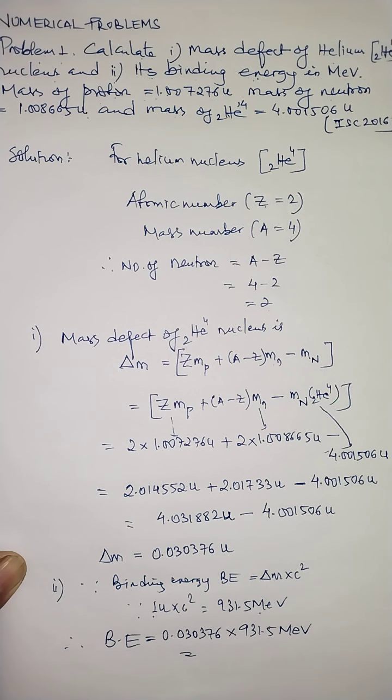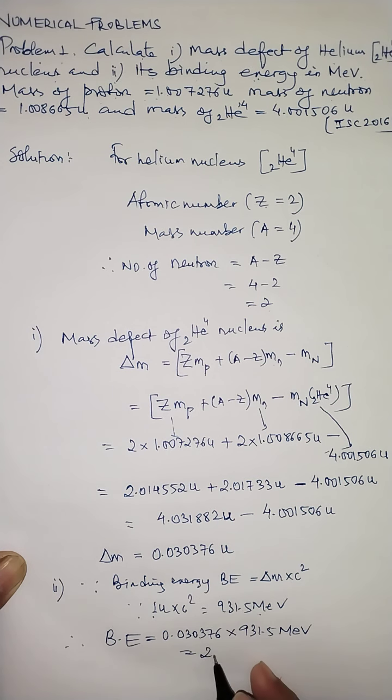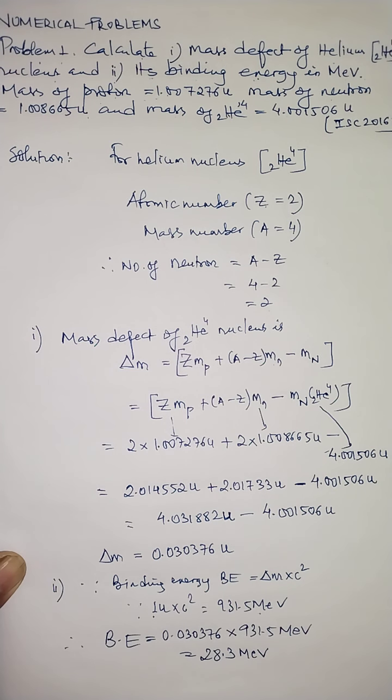I write this answer to one decimal place, which is 28.3 mega electron volt. So if I round up and write the value, your binding energy will be 28.3 mega electron volt. So the final answer is, the binding energy of the helium nucleus is 28.3, and the unit is mega electron volt. So this is one of the first problems under mass defect and binding energy.